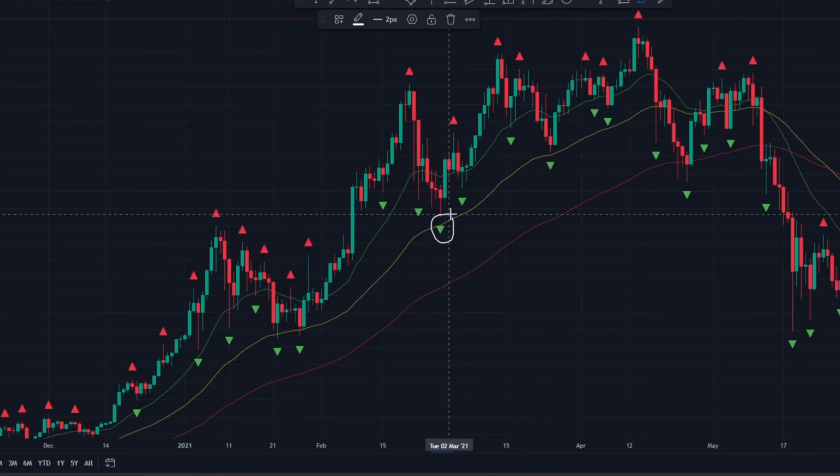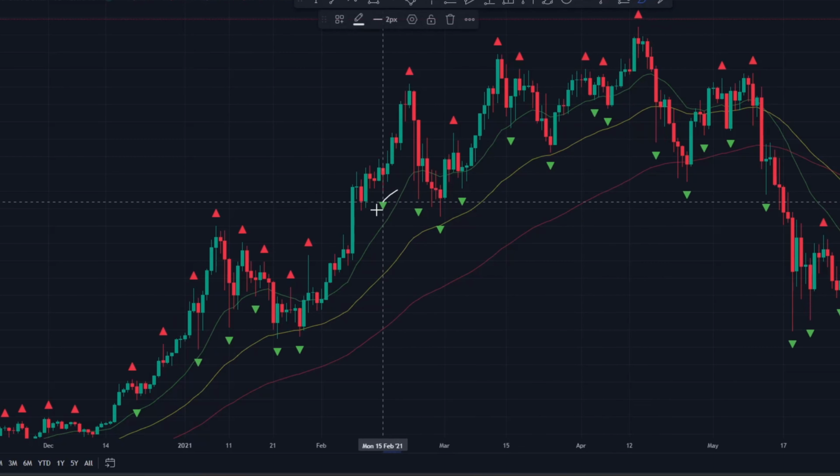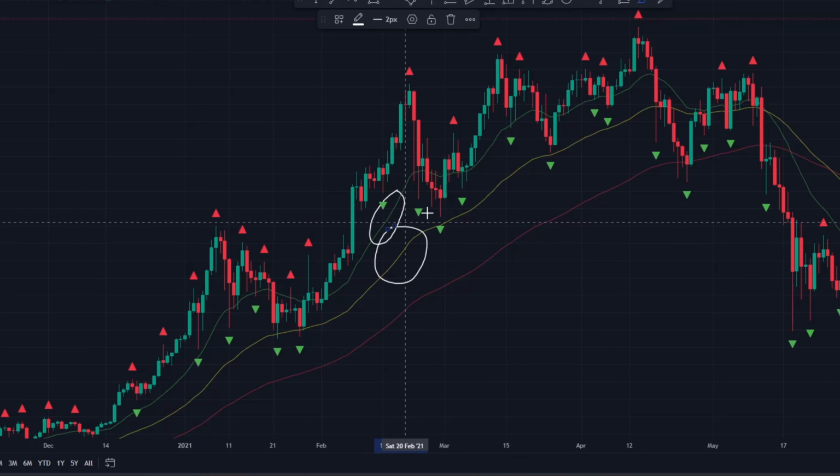Let's look at an example to make it clearer. First, check that the moving averages are in the correct order. The green line, 20-day, is above the yellow line, 50-day. And the yellow line is above the red line, 100-day.